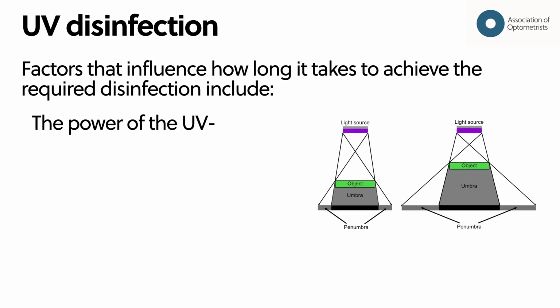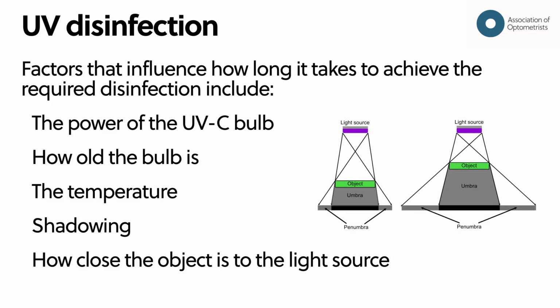So there are a number of factors that influence how long it takes to achieve the required disinfection. And that includes the power of the UVC bulb, how many watts it puts out, how old the bulb is, is it still functioning as efficiently as it did when it was new, has it lost any of its output, has it worn, is it now not functioning as it once was. The temperature at which the bulb is operating, a lot of these bulbs will be influenced by whether they are cold or whether they are hot and how efficiently they operate at various points.